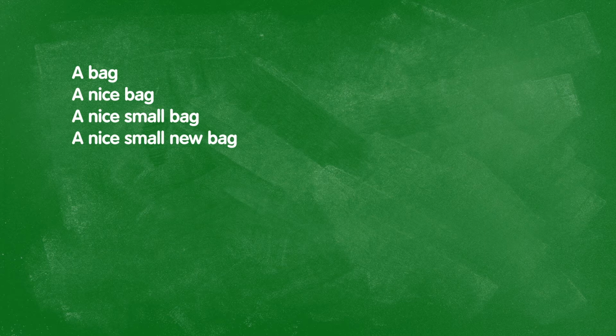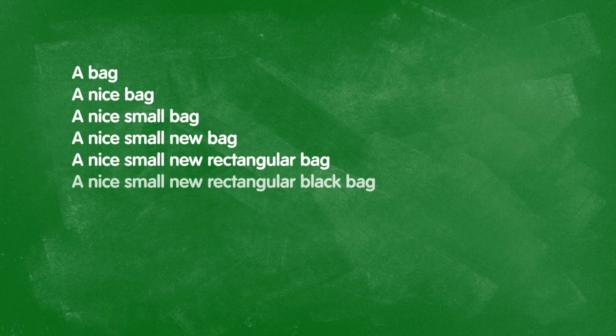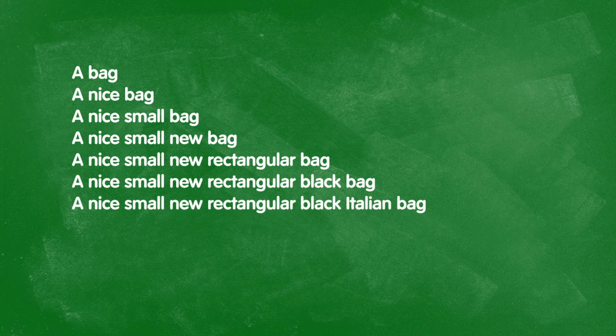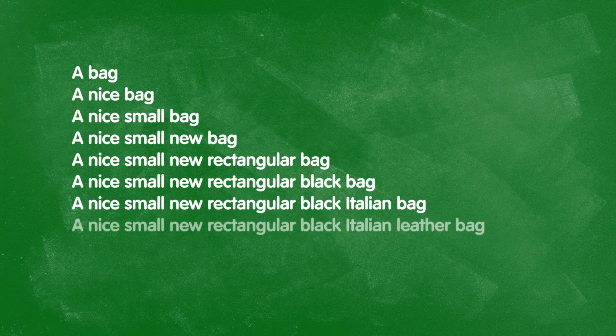And maybe I also want to include some information about the shape. A nice, small, new, rectangular bag. But maybe I want to tell you that it's black as well. So a nice, small, new, rectangular, black bag. But maybe it's Italian, and I think you should know. So it's now a nice, small, new, rectangular, black Italian bag. But like all the best Italian bags, it's also made from leather. So now, it becomes a nice, small, new, rectangular, black Italian leather bag.